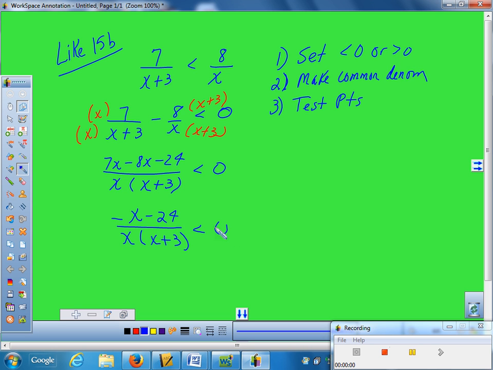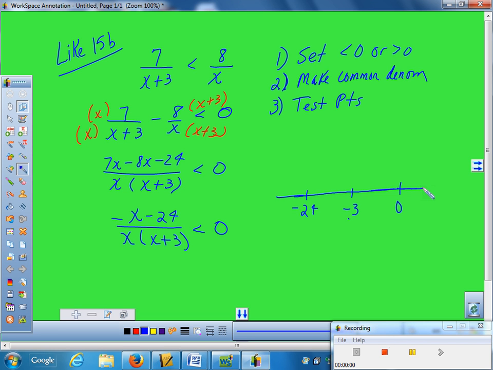Now you're ready to test points, and you're testing points on the entire fraction. So I'm going to make my number line. The top is going to equal 0 at negative 24 when you solve that. The bottom is going to equal 0 at 0 and negative 3. So I have my numbers on my number line. Since they're all first power, I know it's going to alternate, so I can simply test a point. I can't test 0 in this case because it's on our number line. So I'm going to test 1, which is that top section.